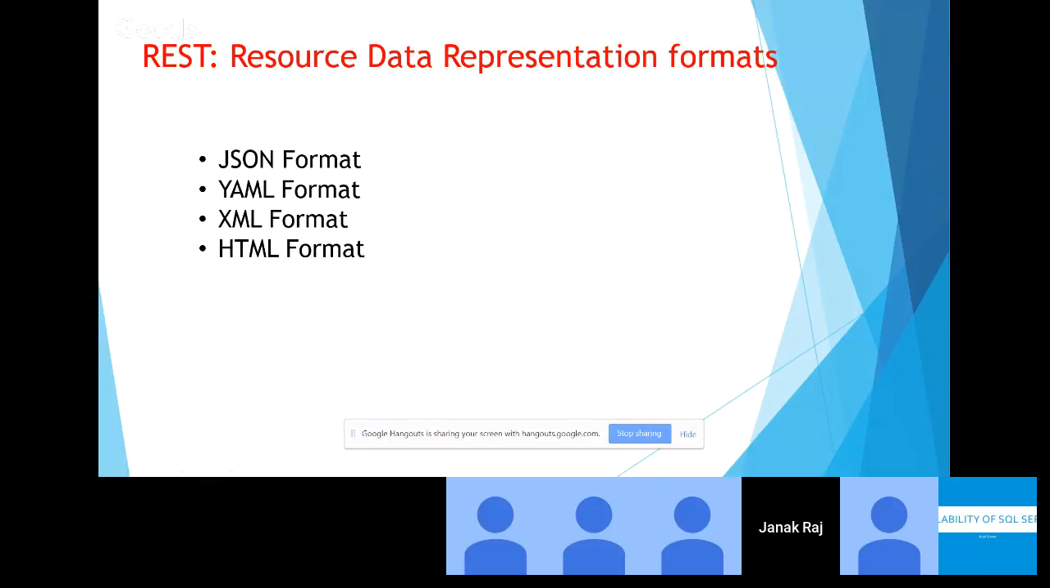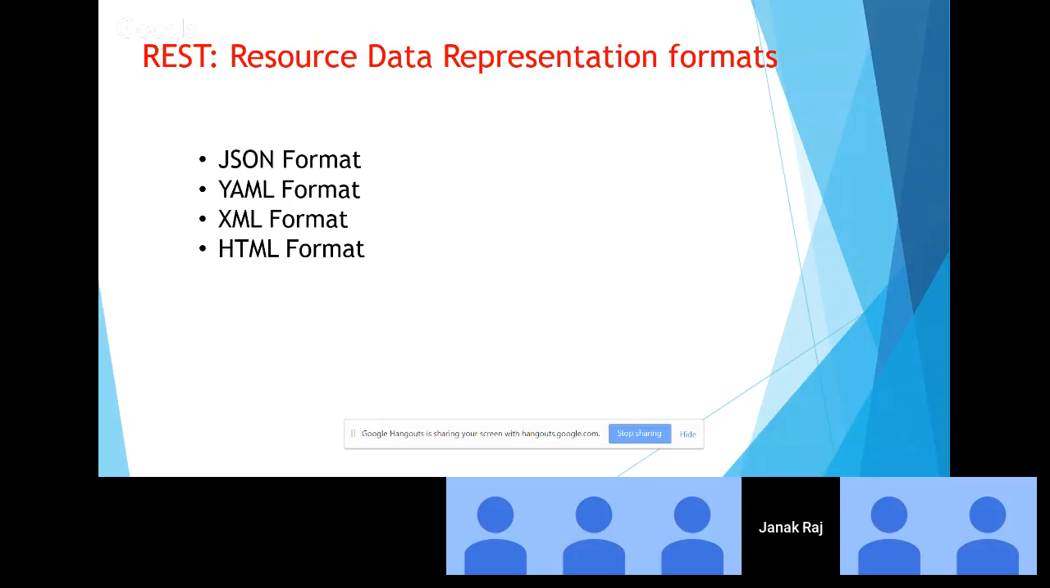Now let's discuss the REST resource data representation format. Before resources are communicated to the client over an HTTP connection, they need to be serialized to a textual representation. This representation can then be included as an entity in an HTTP message body, and they may have different formats: one is JSON format, another can be YAML format, another can be XML format, another can be HTML format.